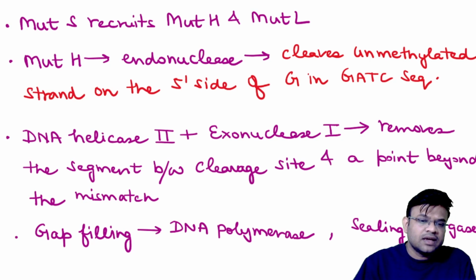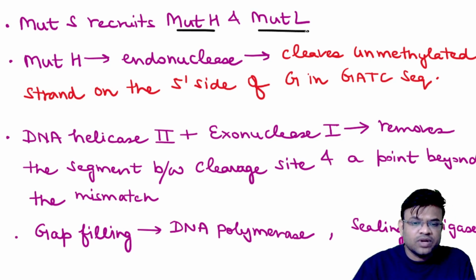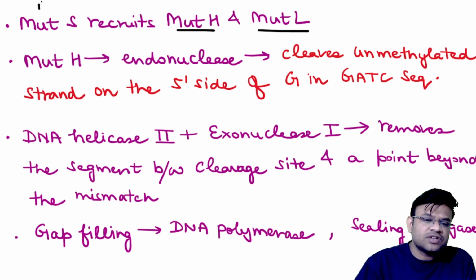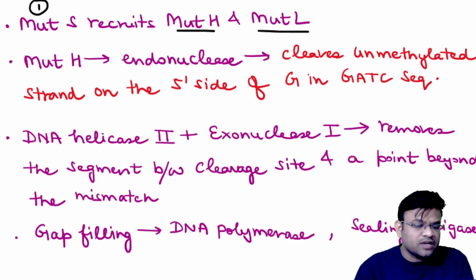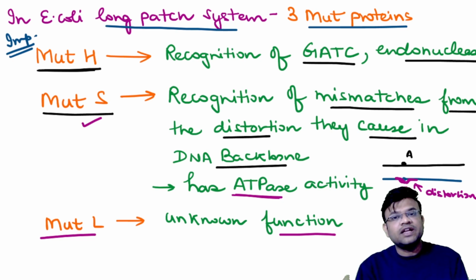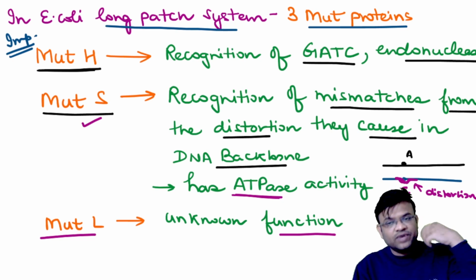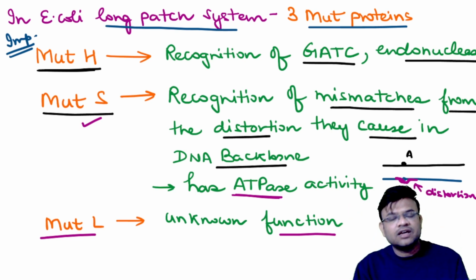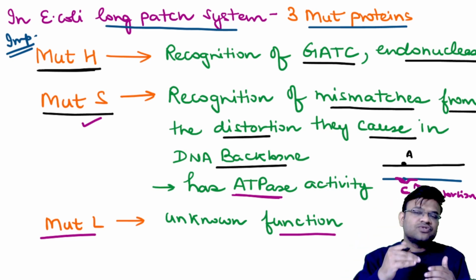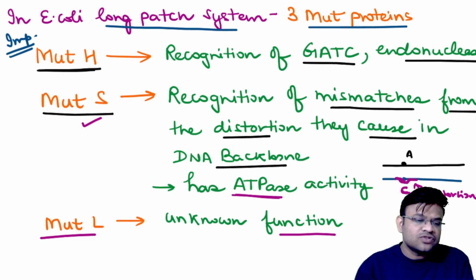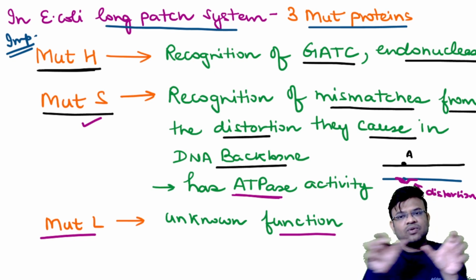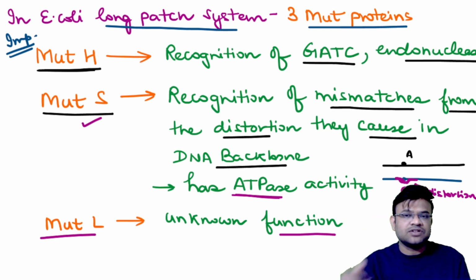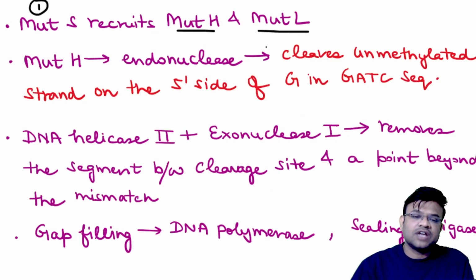Now MutS actually recruits MutH and MutL. This means that MutS is the first enzyme that actually reaches the point, because MutS will be identifying the DNA distortions. Only when it observes distortions do we have to check which strand is the parent and which is the daughter strand. So firstly MutS reaches that particular spot and identifies where the lesion, the mismatch, actually is. After that it will recruit MutH and MutL.